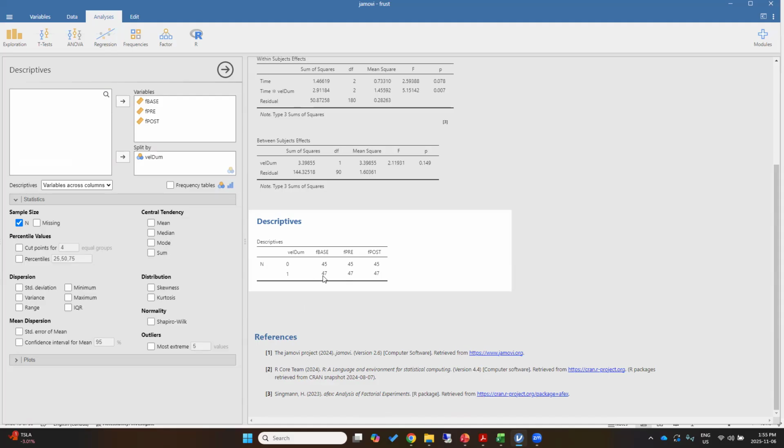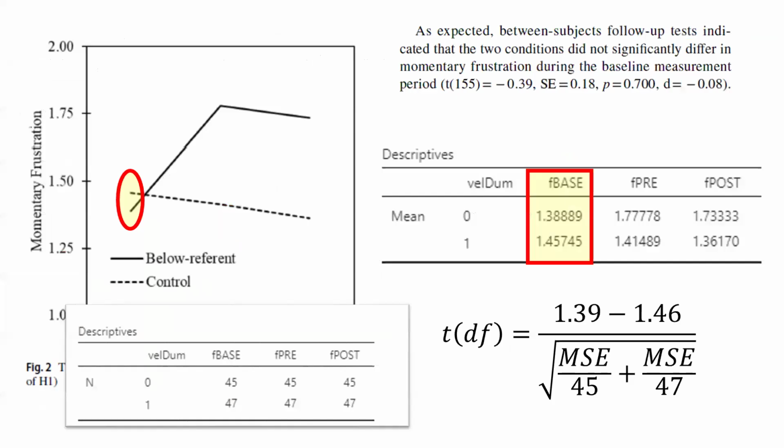And I had 47 people in the control condition. So if we come back to the slides, that's what we have here. So in my equation, I can pop that 45 and 47 into the equation there. Then I still need to find the mean squared error and the degrees of freedom.